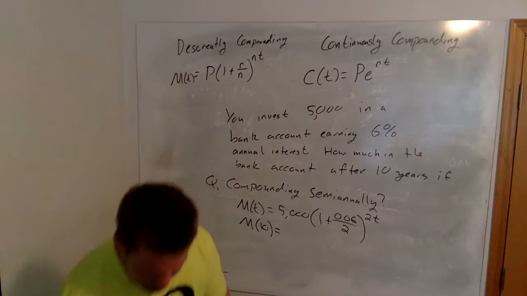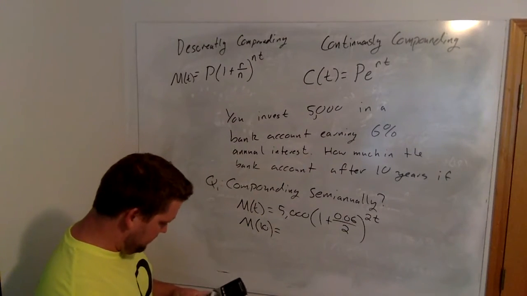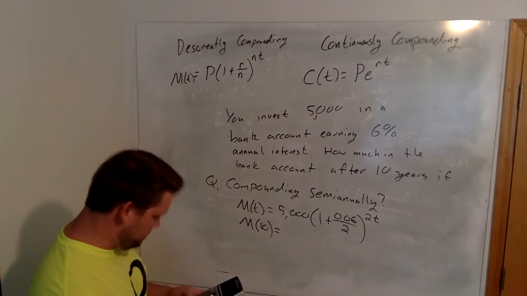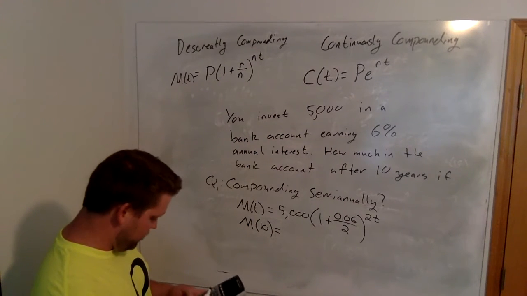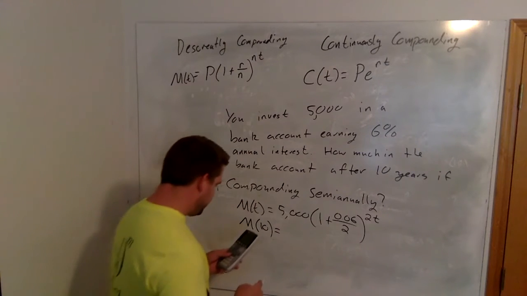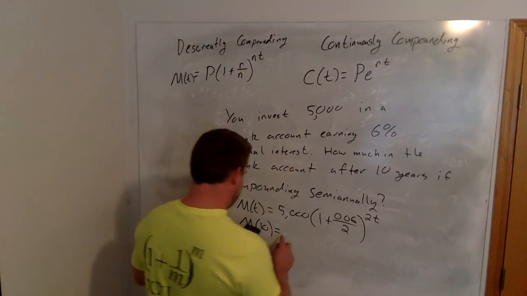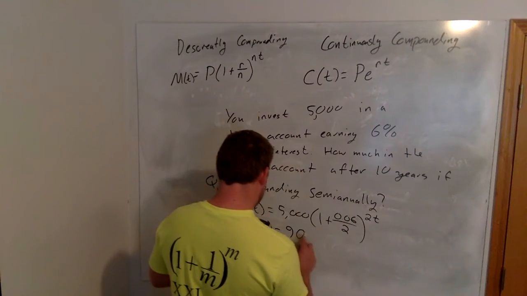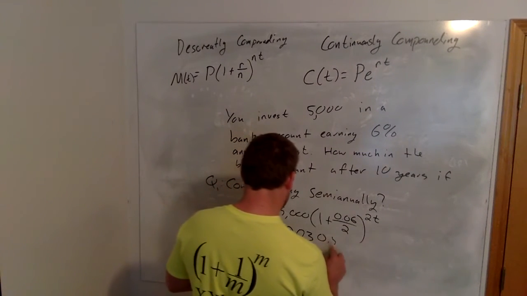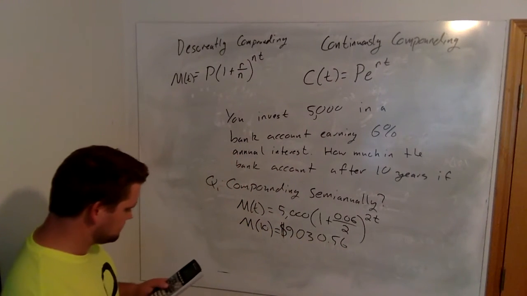Okay, so let's use our calculator. You'll just replace t with 10. So let's see what we have. 5,000 times 1 plus 0.06 divided by 2, to the power of parenthesis 2 times 10. And it looks like I'm getting $9,030.56. Pretty good.